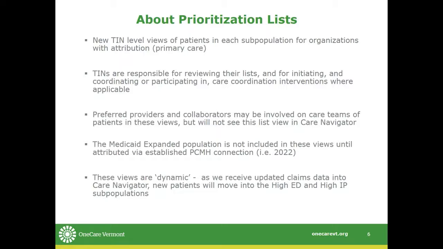The Medicaid expanded population isn't included in these views, but once they become attributed through a good relationship and establishing that with a primary care medical home, then they will become attributed and we'll be able to see if they fall into any of those lists. The last point would be that these views are dynamic. As we continue in that rolling 12 months, we'll continue to receive updated claims data into Care Navigator on a monthly basis. So there may be some new folks who move into those categories, and you'll be able to be aware of that when you're looking at your list.